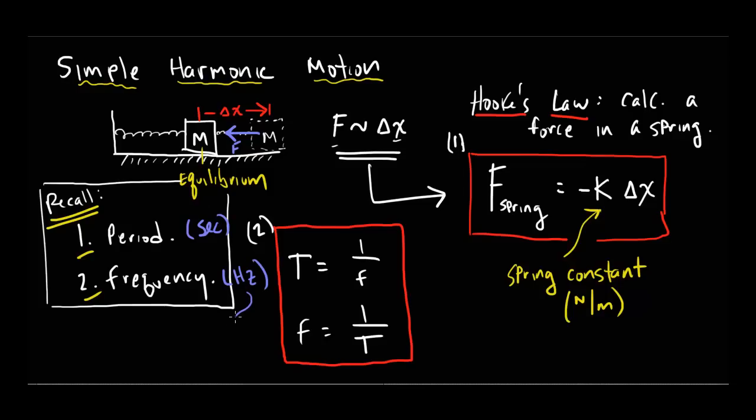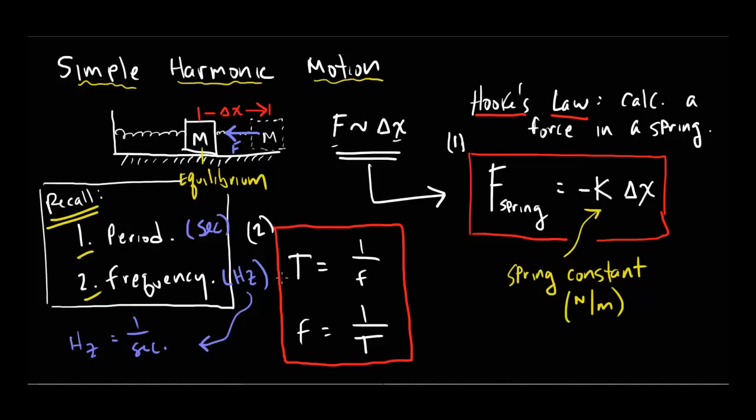Remember what hertz is. 1 hertz equals 1 over seconds. So you can see this relationship. If period is in seconds, then 1 over the period is 1 over seconds, so they're equal in terms of dimension. The frequency, 1 over seconds, equals 1 over seconds. The dimensions work out just fine. So we've got two equations so far: Hooke's law, and now the relationship between the period of an oscillator and its frequency.